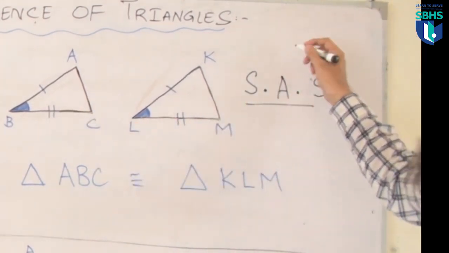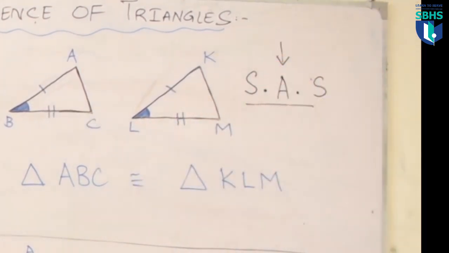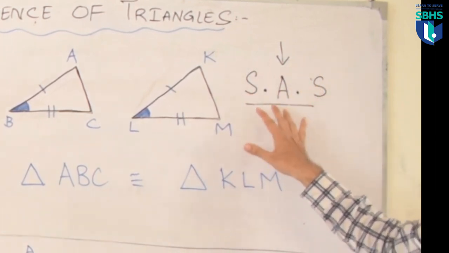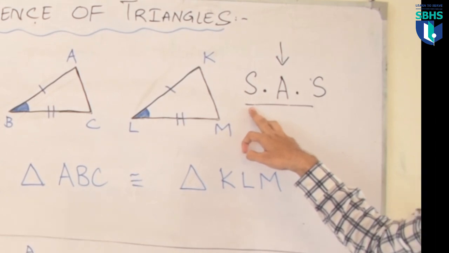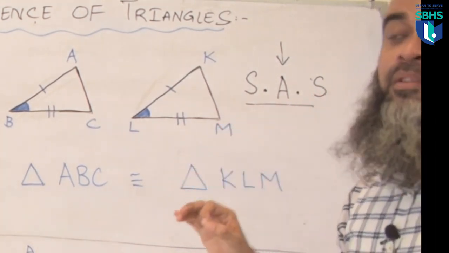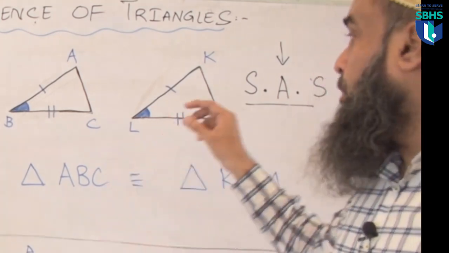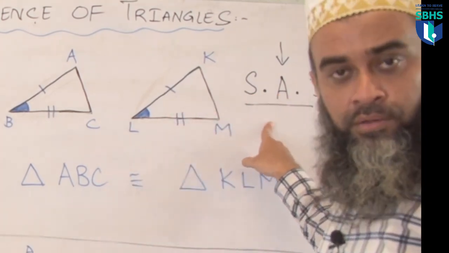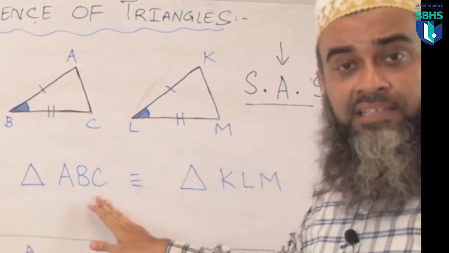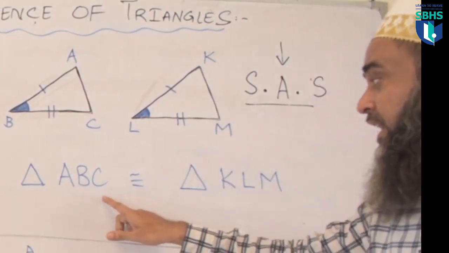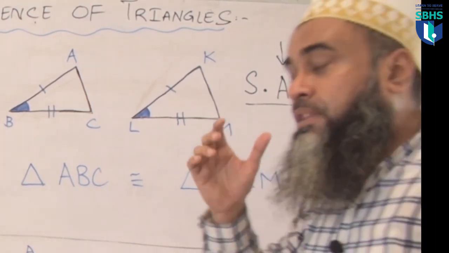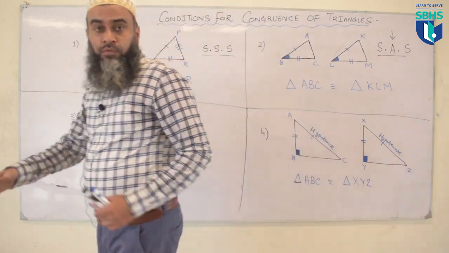Therefore, this angle is in between the two sides. It's a sandwich between the two sides. So we can say that this is the SAS theorem, or side-angle-side theorem. If any two triangles obey this theorem, we can say that both the triangles are congruent. Triangle ABC is congruent to triangle KLM. So that is the second condition of congruence of triangles.